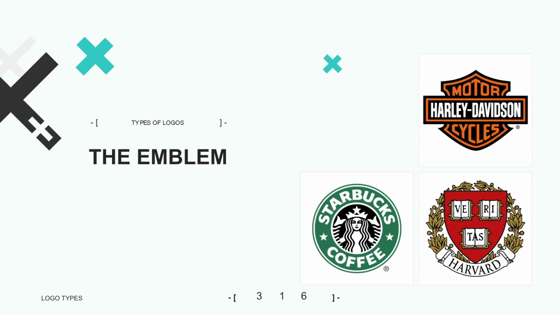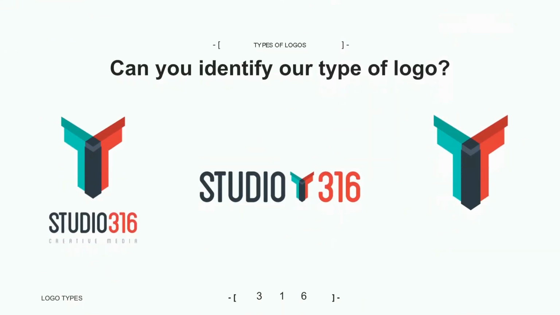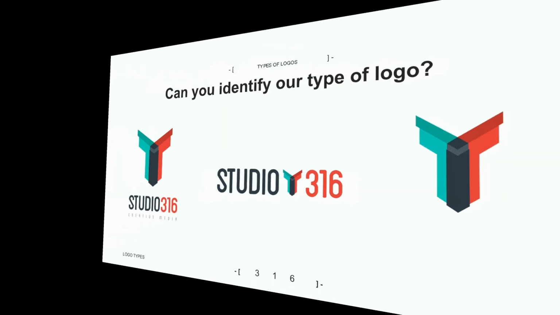Now, can you identify our type of logo? This is Studio 316 logo. This is my logo. We went through a brand redesign a few years ago, and this is where we came from. I will tell you straight what it is, but I want you to take a few seconds. Can you guess? Is it an abstract? Is it pictorial? Is it a combination? A font base? What is it? Is it a mascot? Think about that. I'm gonna give you 1, 2, 3 seconds. Done. Let's check it out. That's right. You guessed it right. It's a combination mark.